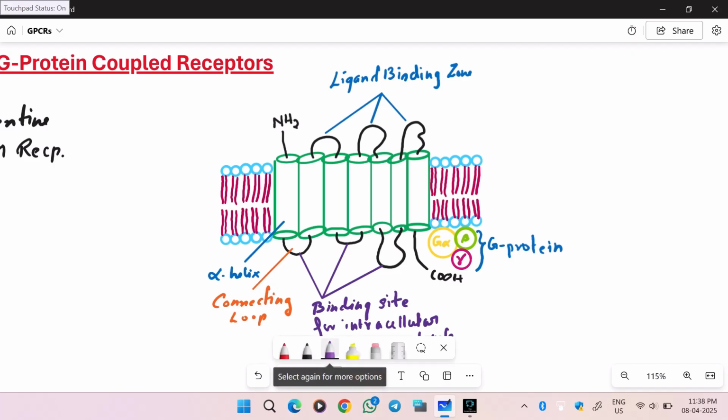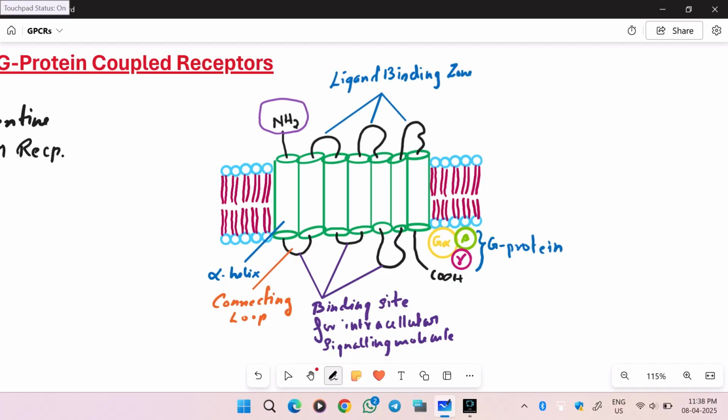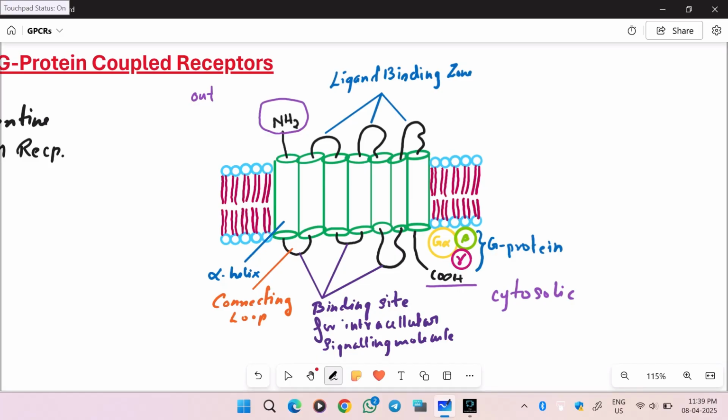Now let's take a better look into the whole structure of the receptor. The receptor has an amino terminus, the N-terminal side, towards the outside of the cell and a COOH carboxy terminal towards the cytosolic side of the cell. Then there are connecting loops, these black ones, which connect the 7 transmembrane proteins with each other. The transmembrane proteins are essentially alpha helices, and this outer part of the receptor will act as the ligand binding zone, and the inner part, since it is the cytosolic part, will act as the binding site for intracellular signaling molecules.